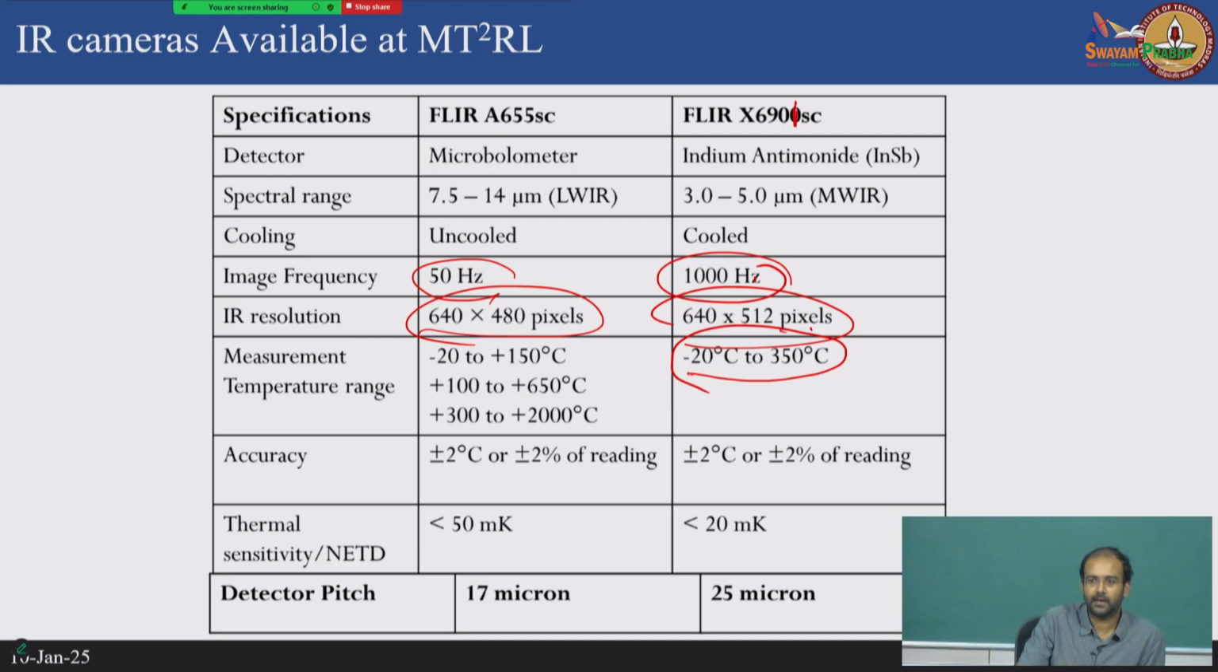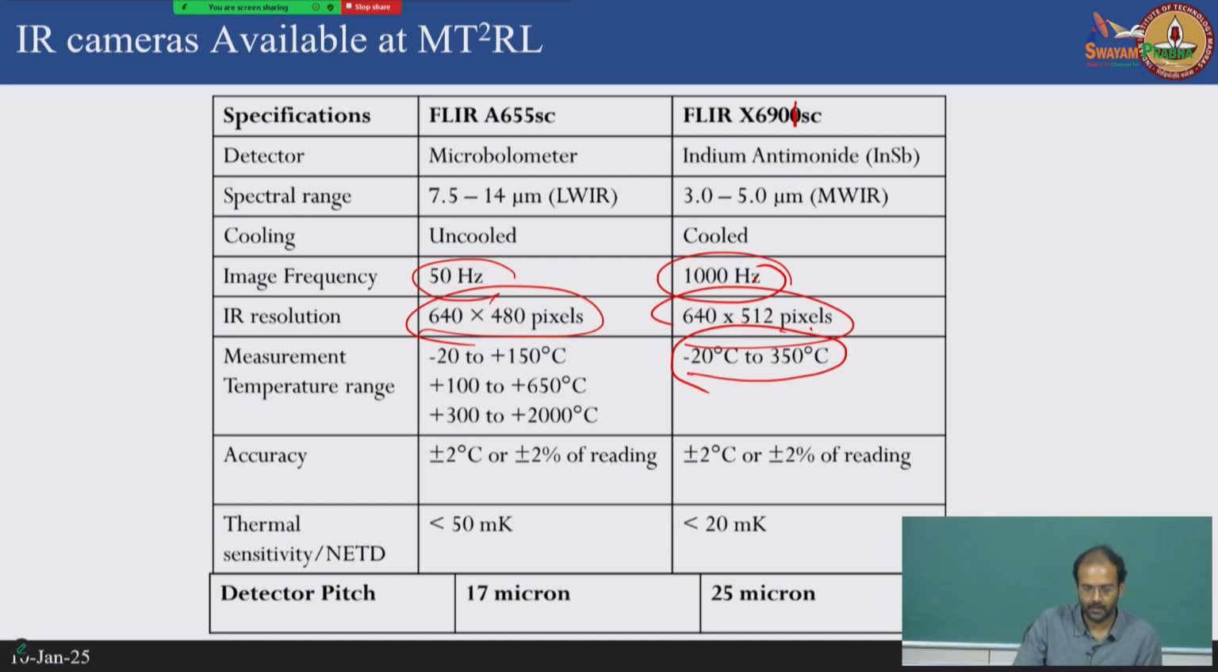So we do not directly image fluids which are at cryogenic temperature, because these cameras are used to image surfaces, and surfaces very rarely go below minus 20 or minus 30 degrees. Right, in any practical application you do not have surfaces maintained at minus 200 degrees unless there is a very specific application for that.